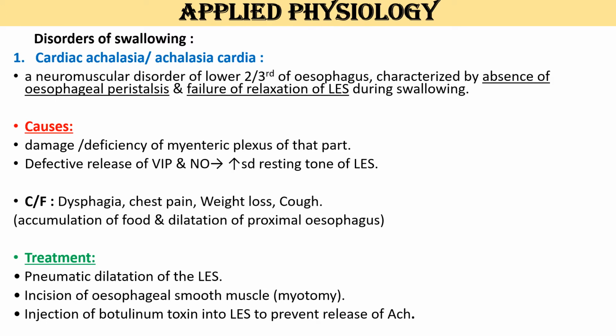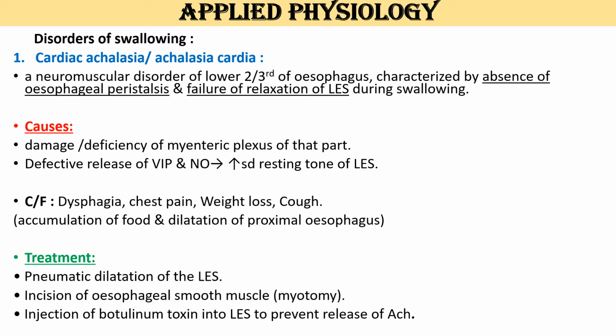Achalasia cardia is a neuromuscular disorder that affects the lower two-thirds of the esophagus. It is characterized by the absence of esophageal peristalsis and failure of the relaxation of the lower esophageal sphincter during swallowing. Thus, as a result, what happens? The food cannot go forward from the esophagus into the stomach and it causes accumulation of the food and dilatation of the proximal part of the esophagus.